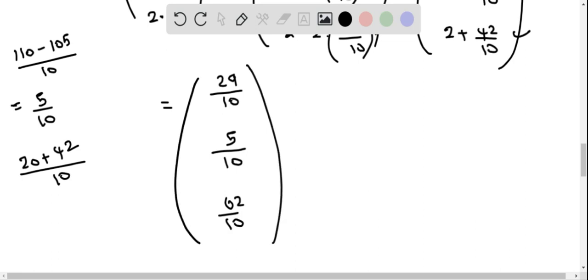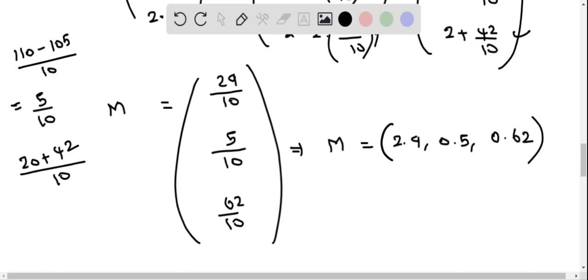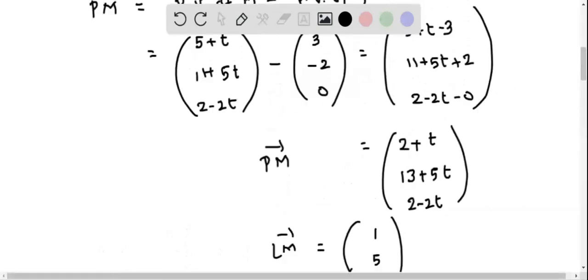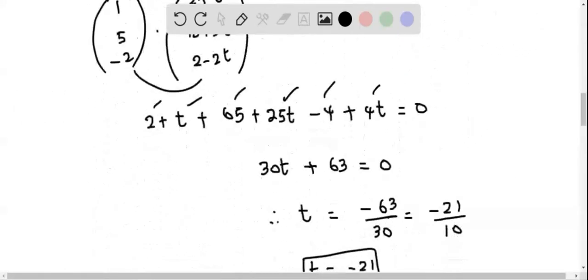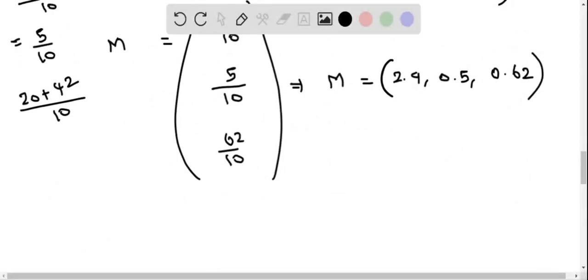So basically this is the point M. We can put this in decimal form. Therefore M equals 29 over 10 is 2.9, 5 over 10 is basically 0.5, and 62 over 10 is 6.2. So basically this is the point M which we have found now. Now we have to find the distance between this point M and the point P, which is (3, -2, 0).